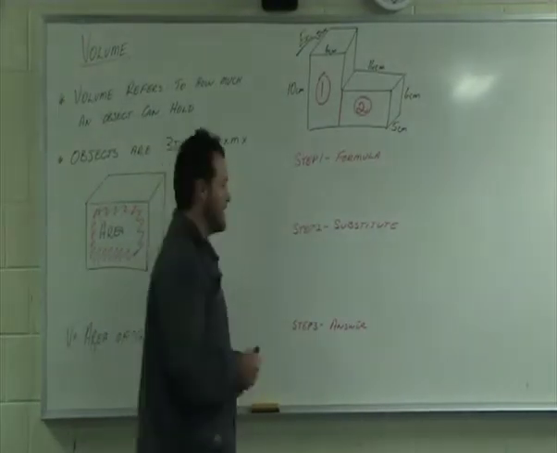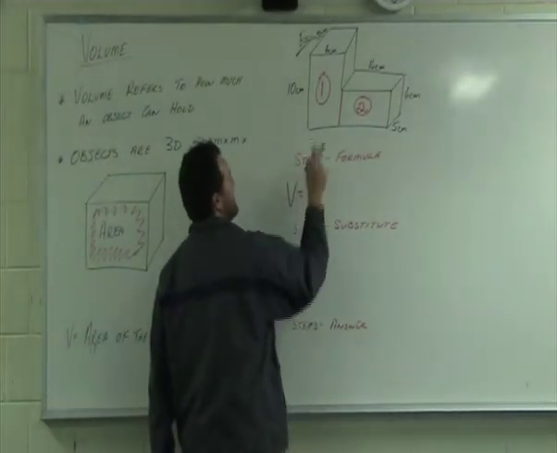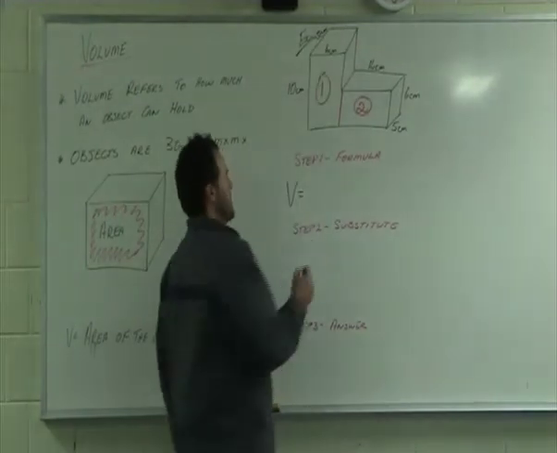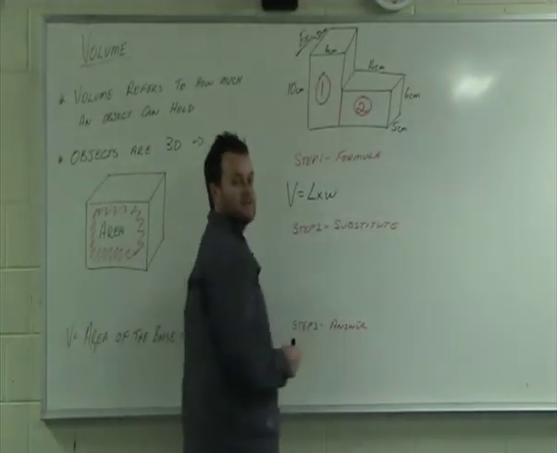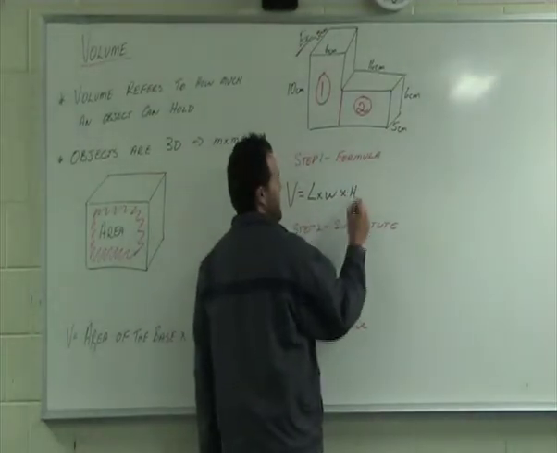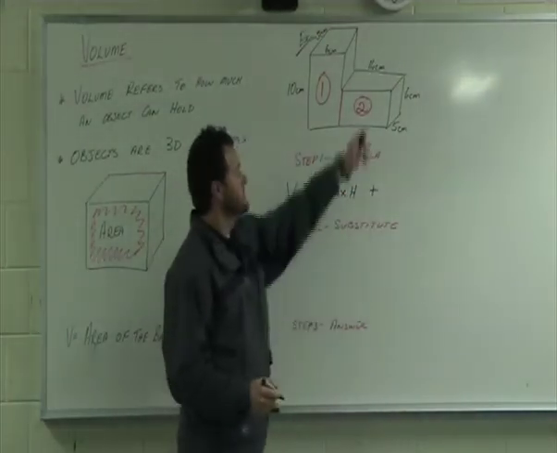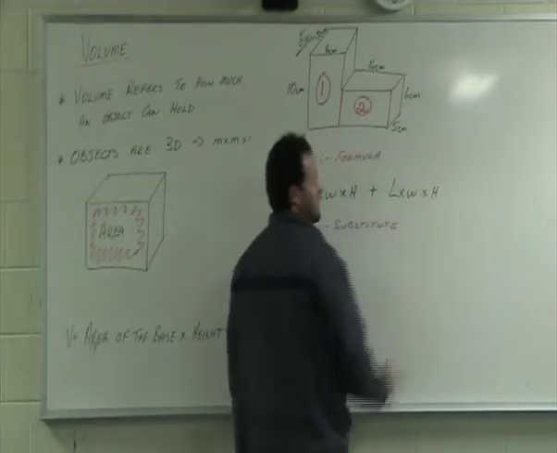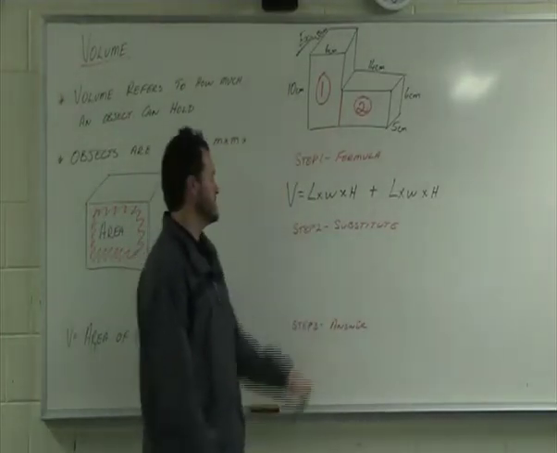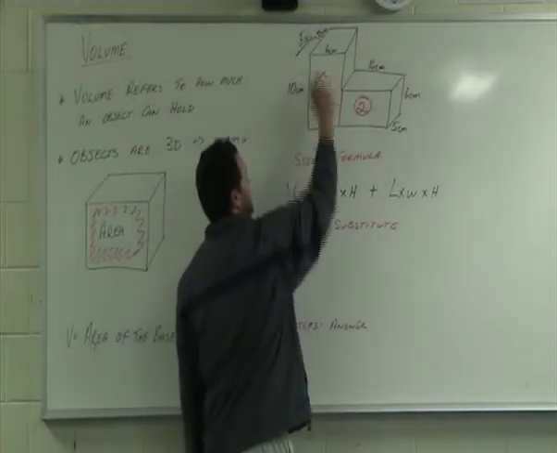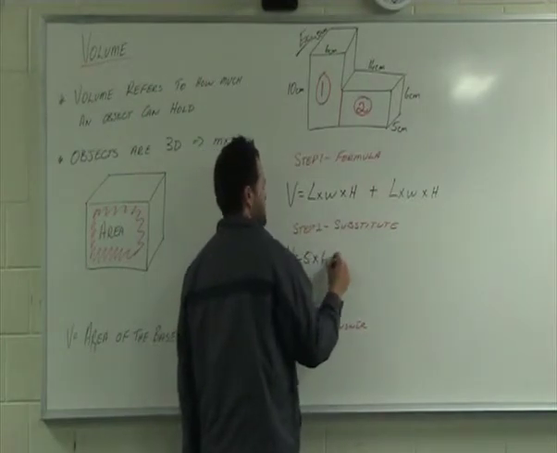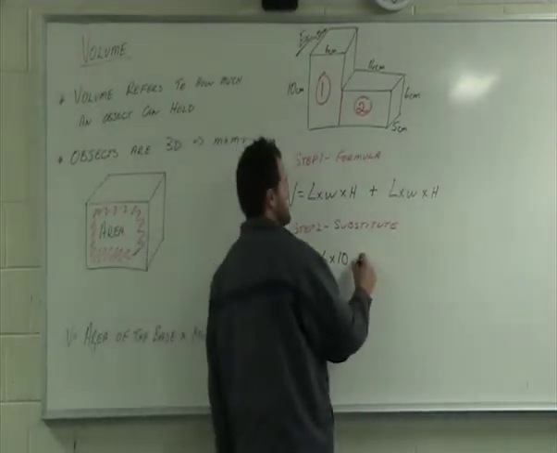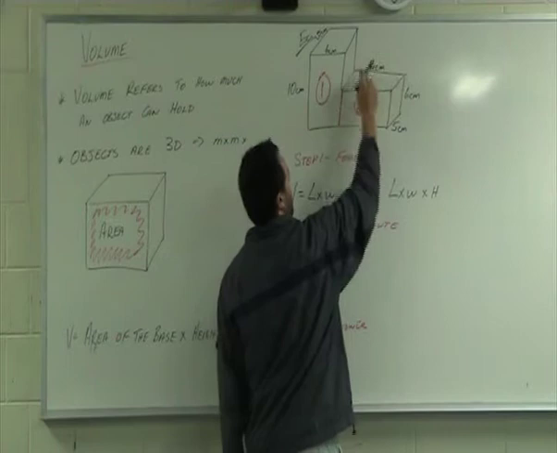So let's get a formula going. The volume of this is equal to the first one, which we're going to use this little area up here. That's our base shape. It's a rectangle, which is length times width times the height, plus this one is a rectangular based prism as well, so that's length times width times the height. Nice and easy. Let's substitute in. 5 times 6 times a height of 10, plus 5 times 6, height of 14.